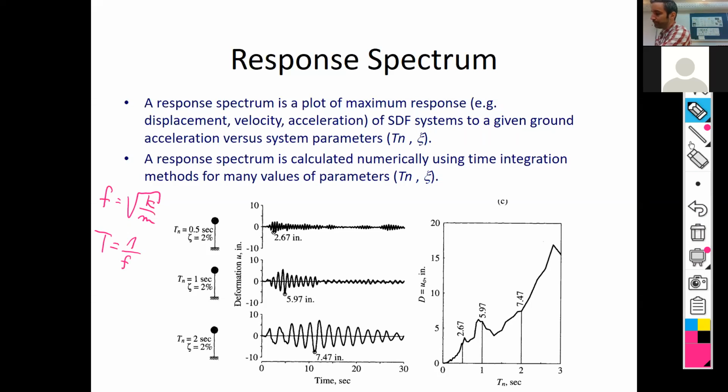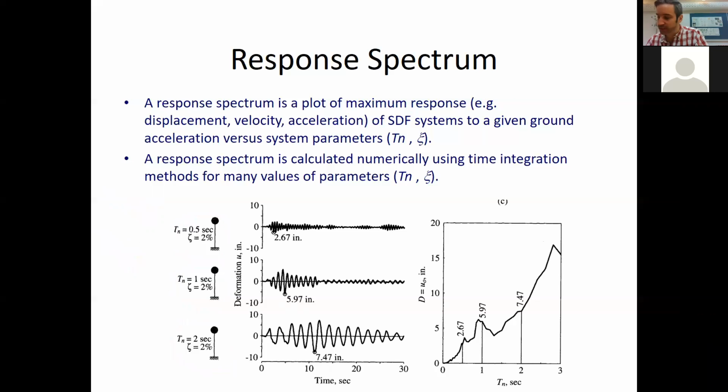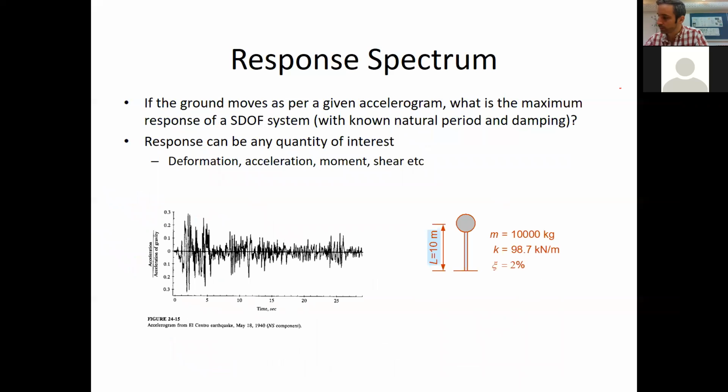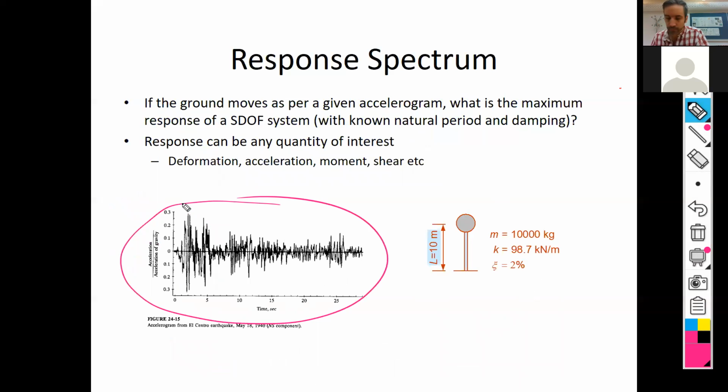So all these 3 different structures have different periods of vibration. The structure, not the earthquake. The earthquake is always the same, okay? So all of them are being subject to this earthquake, okay? So it's always the same.